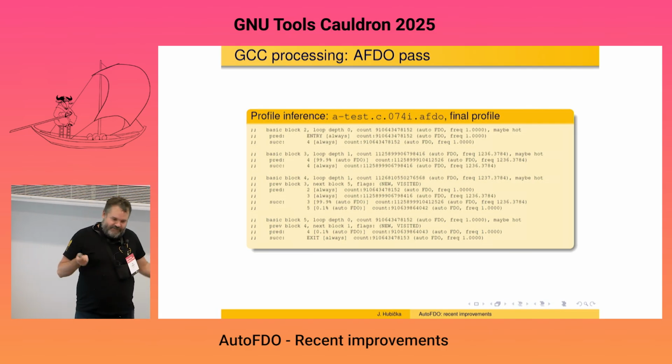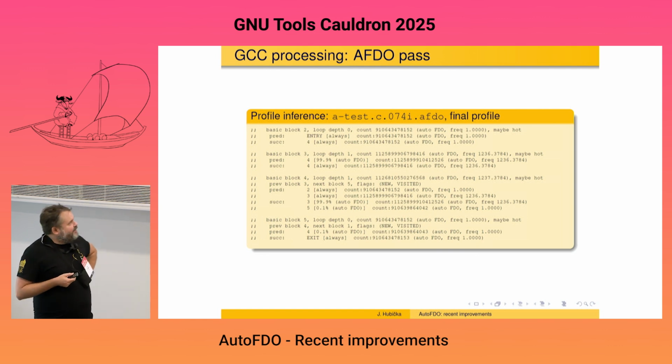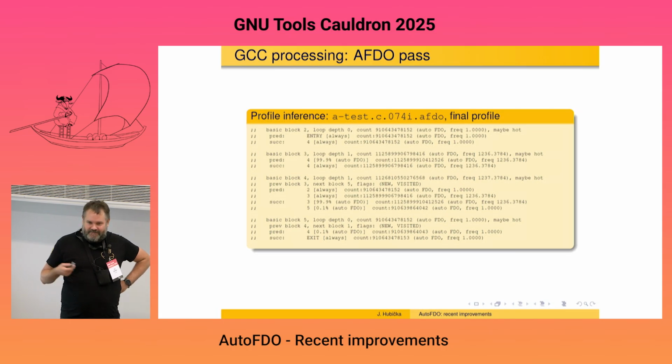So, you know, in more complex test cases, this looks much worse. So this is what happens. And after this, the idea is that the compiler can continue as if it had the normal profile, and it should work pretty well.